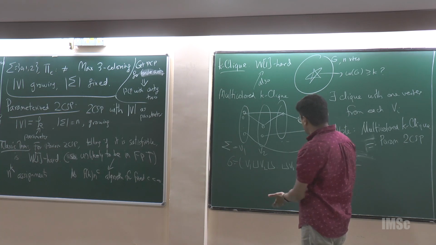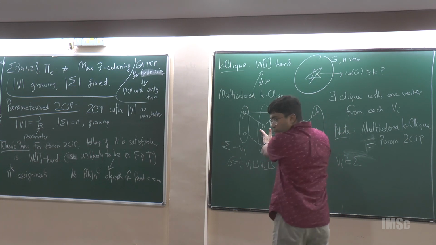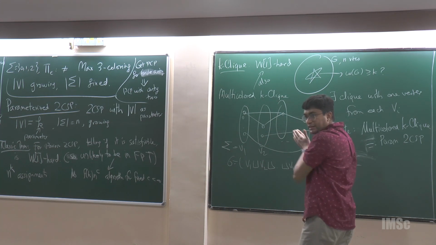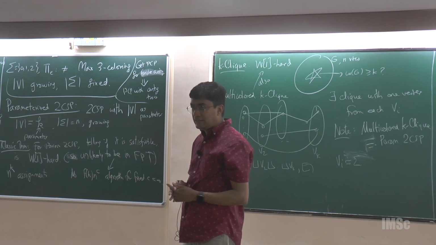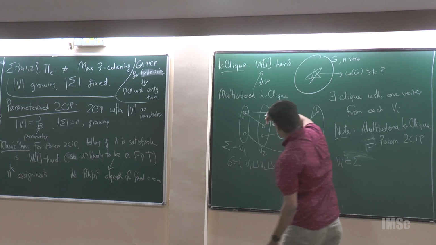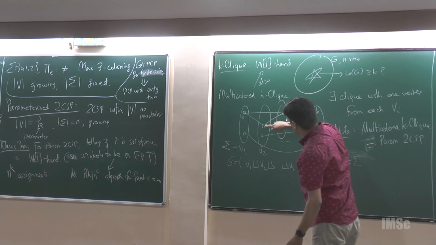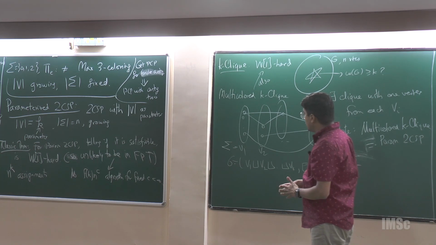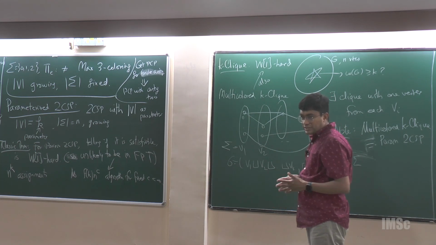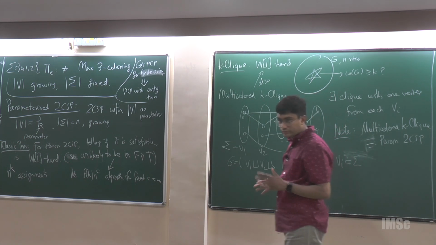And what are the relations? Well, if I want the relation between two variables, I just look at the bipartite graph between them. That's my relation. Right? And so my goal is to just pick one vertex per variable to maximize the number of edges I get. The biggest it could be is a clique. And that's exactly 2CSP. Okay?